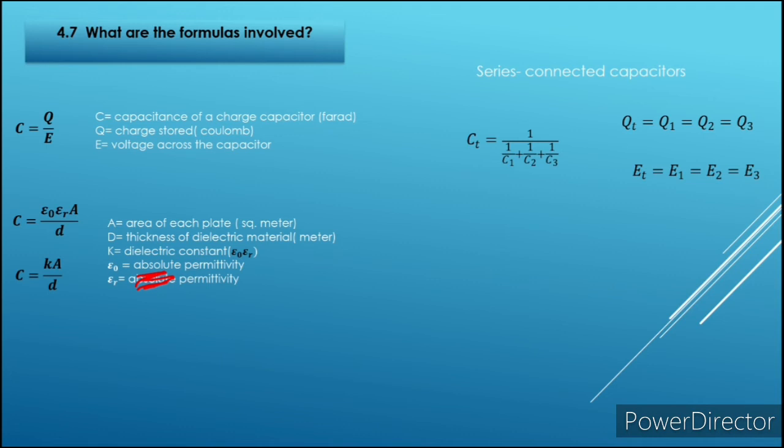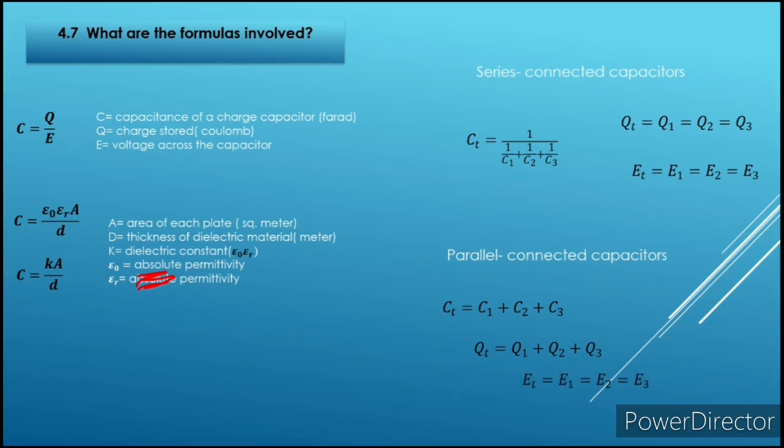And we also have formulas for parallel-connected capacitors. The total capacitance is equal to C1 plus C2 plus C3. The total charge is equal to charge 1 plus charge 2 plus charge 3. And the total voltage is equal to E1, which is equal to E2, which is equal to E3.